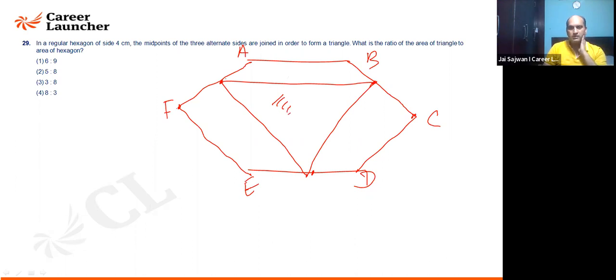Okay, alternate side means if this side is taken, I'm not going to take this side. Then I'll take this side. I'll not take this side. I'll take this side. Fine, try out.